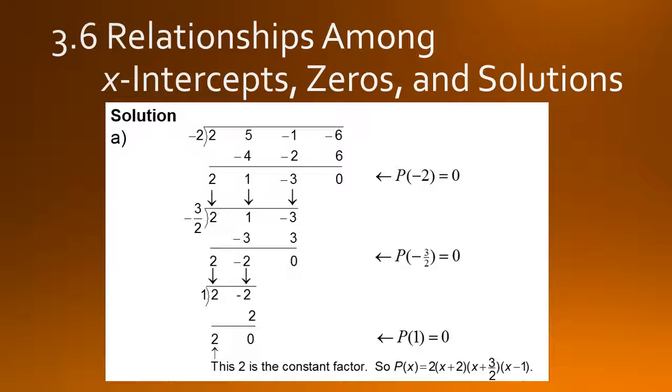So we're going to be dividing -3/2 into 2x squared plus x minus 3. And we get a 0 remainder again. And then finally we check 1, and that works as well. So we know that all three of these are indeed factors.